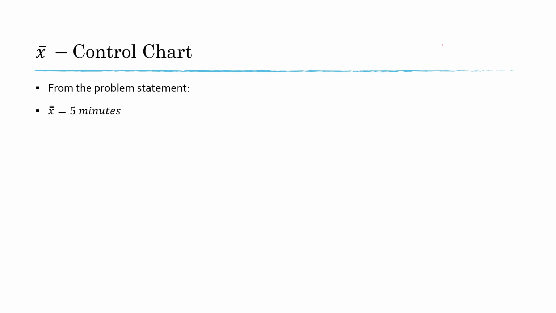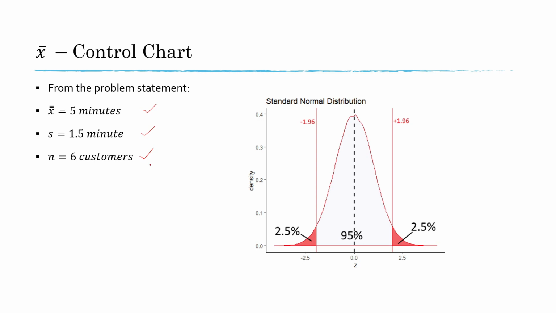From the problem statement, we have the following information available. The mean time to process a customer at the peak demand period is 5 minutes. The value of the standard deviation is 1.5 minutes and the sample size is 6 customers. As given in the problem statement, we want a type 1 error of 5%, or 2.5% of the curve above the upper control limit and 2.5% below the lower control limit.